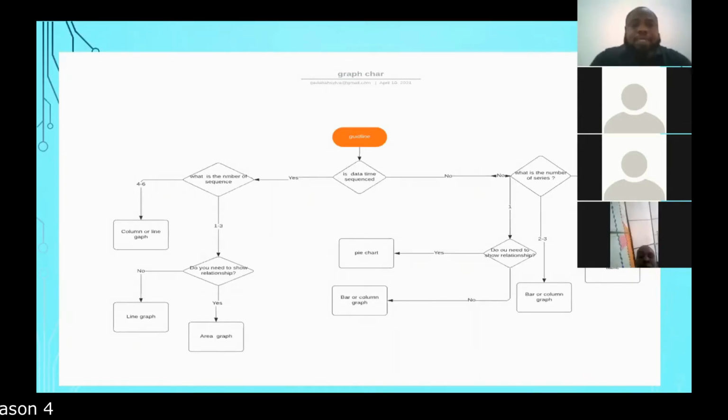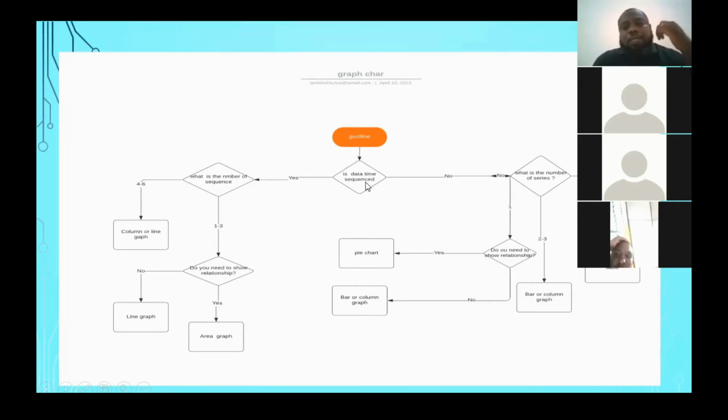If the data is time sequenced, what is the number of sequence? Is the next question you ask yourself. If the number is between 4 and 6, a column or line graph is most appropriate. If the number of sequence is between 1 and 3, the next question to consider is: do you need to show relationship? If the answer is yes, the area graph is most appropriate. But if no, then you have to consider a line graph.